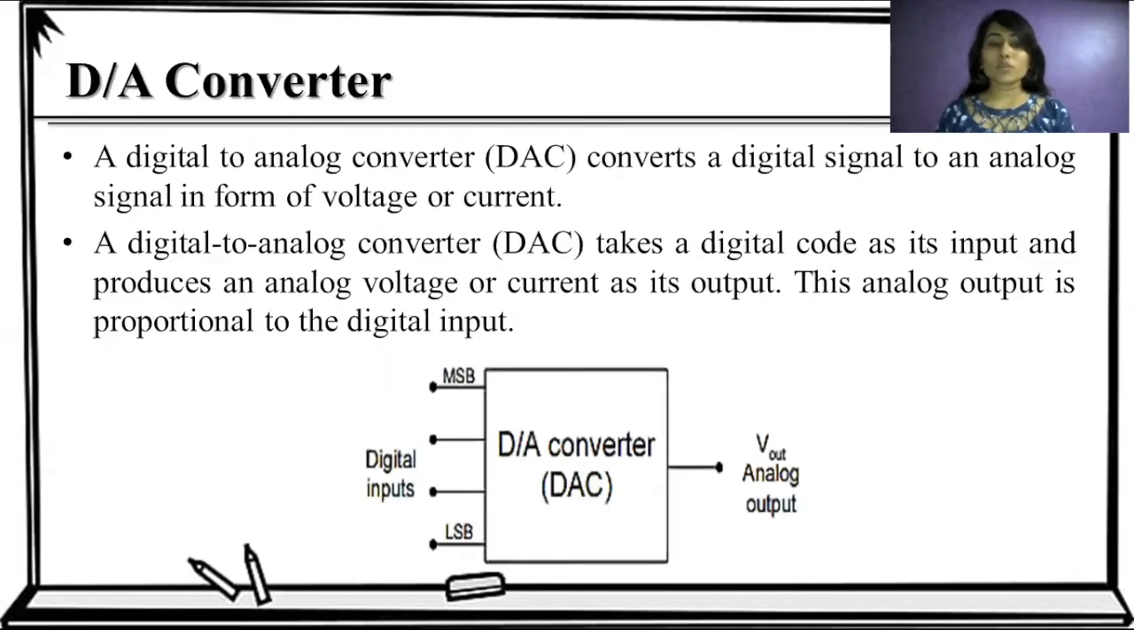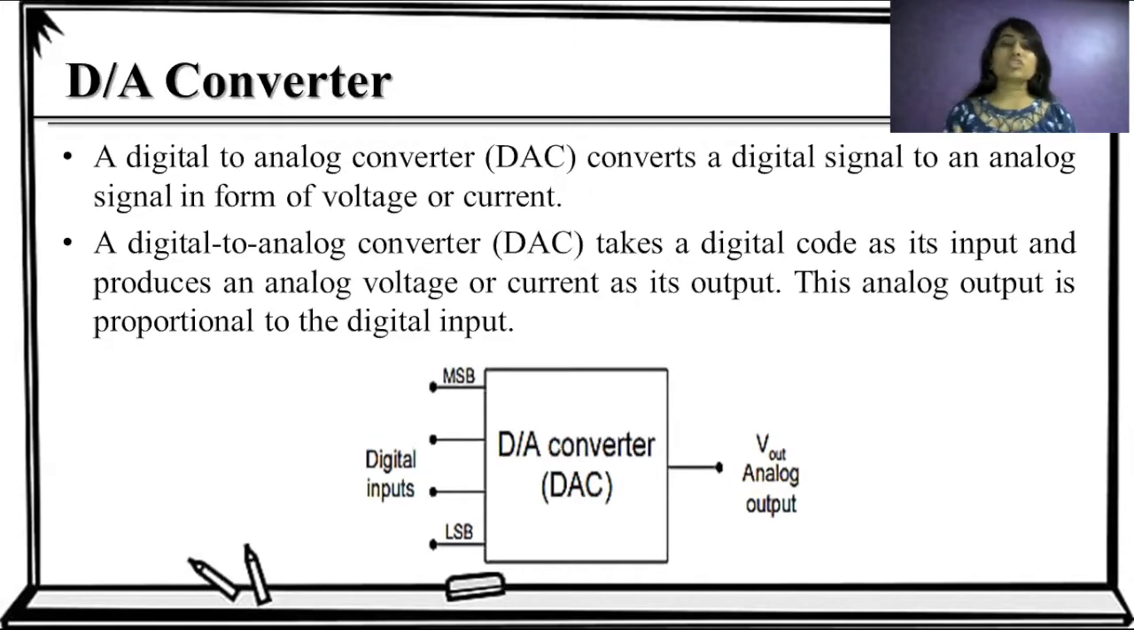Here we have a basic diagram of this D2A converter. We can give 4-bit binary patterns with MSB and LSB, and these bits can be converted into analog by giving them to a D2A converter circuit, which is also known as a DAC. So we can convert digital information into analog information using a D2A converter.